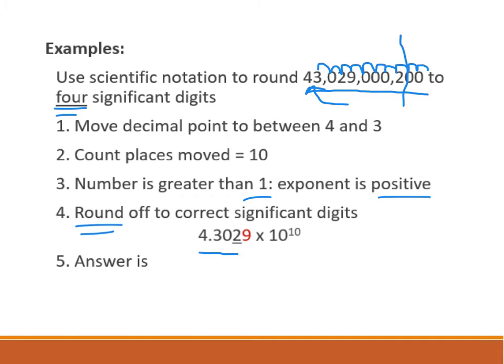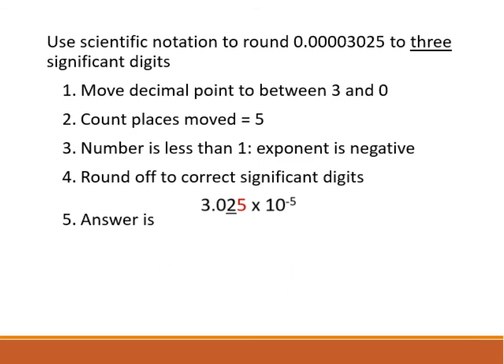So I've written them down here because when you round off, you look at 1 more digit than what you're rounding off to. So we have 4.3029. That 9 then is going to turn the 2 into a 3, so our answer is going to be 4.303 times 10 raised to the 10th power. And then that is putting this long number into scientific notation.